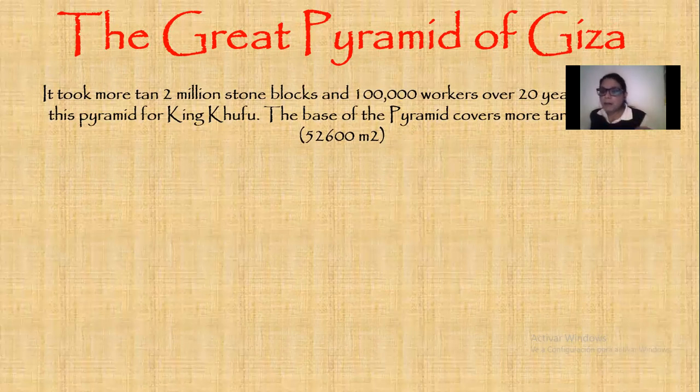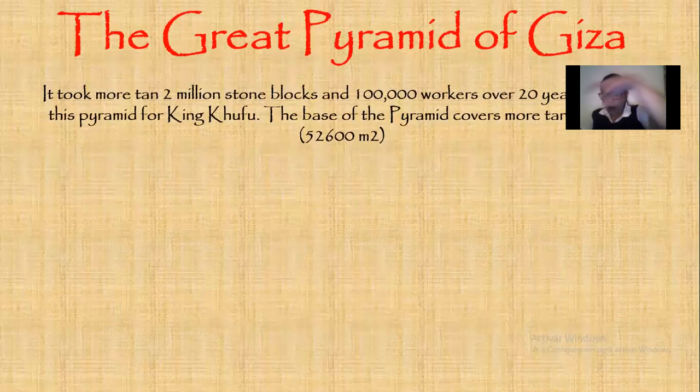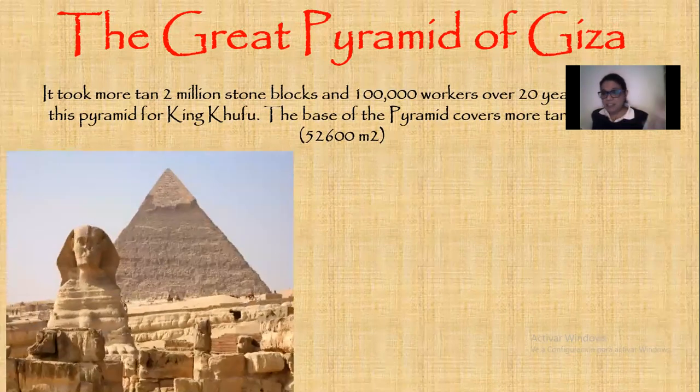The base of the pyramid covers more than 52,600 square meters, like 5,000 apartments together. Imagine that in one area. Jesus Christ. This is the outside of the pyramid, along with the Sphinx, which was created in the Old Kingdom by King Khafre.